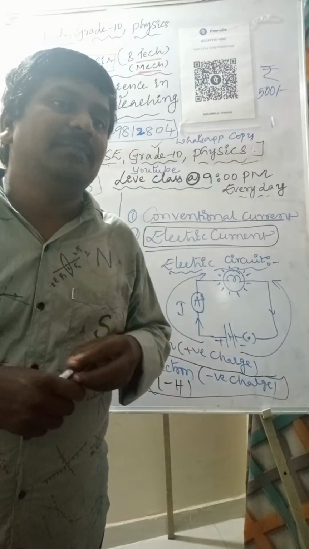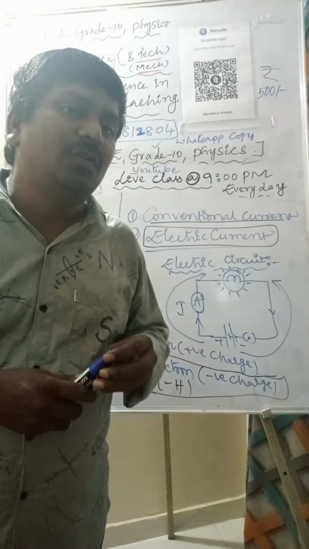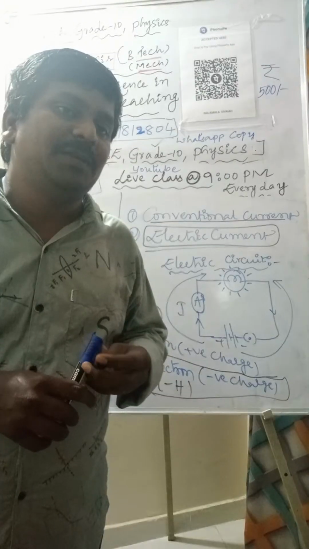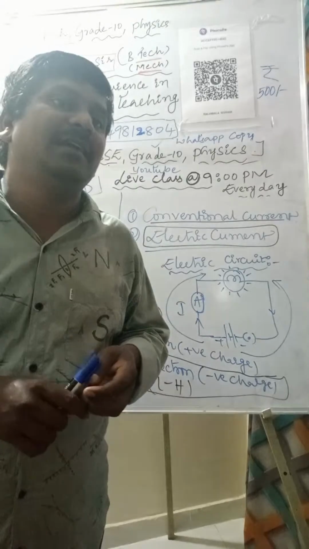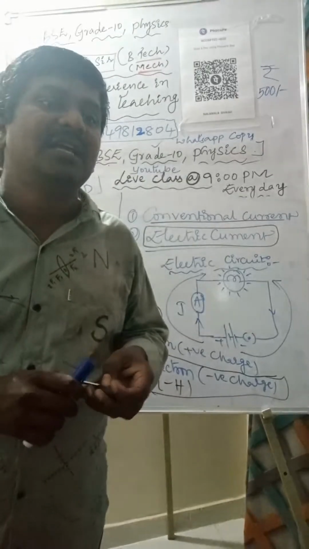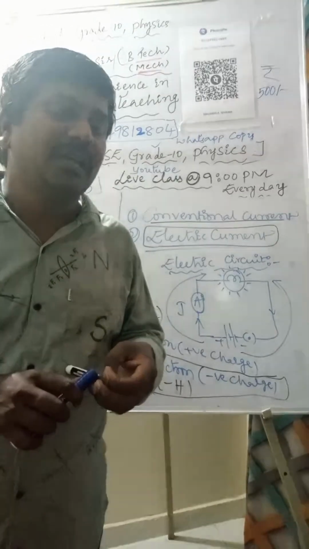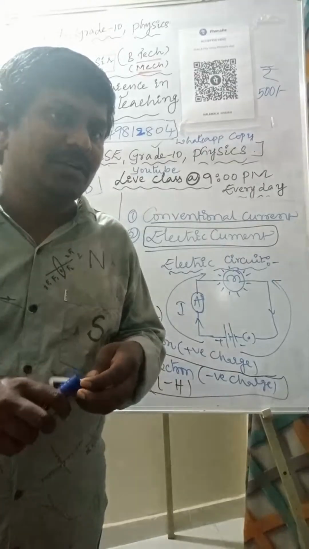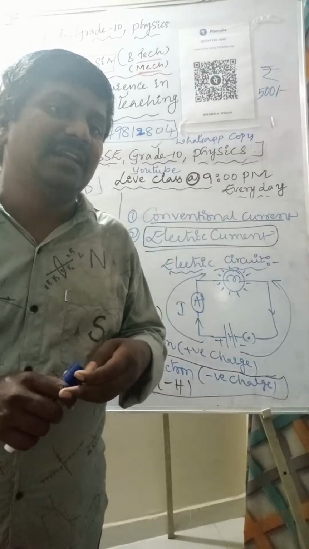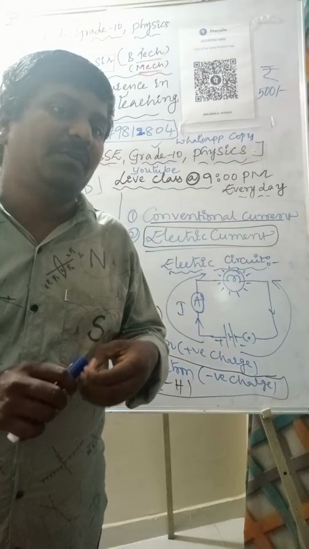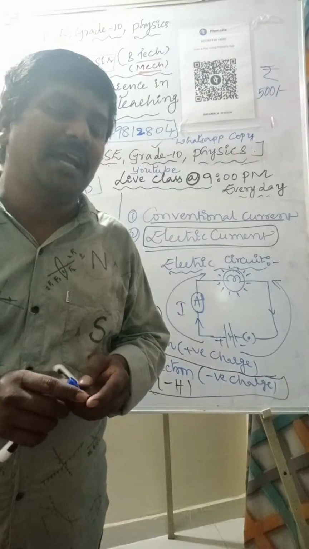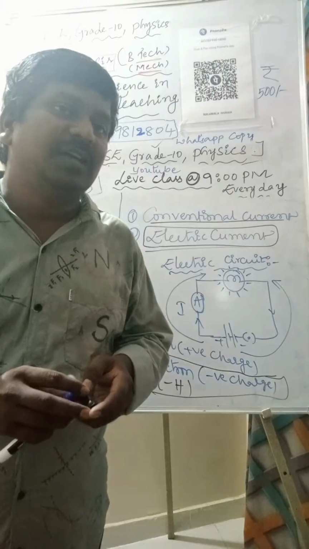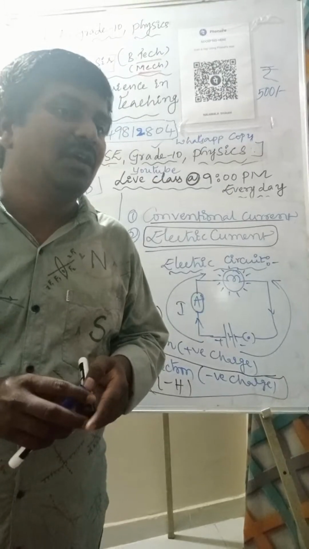That's why I'm saying, make a note of whatever I'm explaining. Prepare in the remaining time, and if you have any doubts, you can ask and I'll clarify them. So this is about conventional current and electric current, and the flow of positive and negative charges. Positive charges move from high potential to low potential, and electrons move from low potential to high potential.